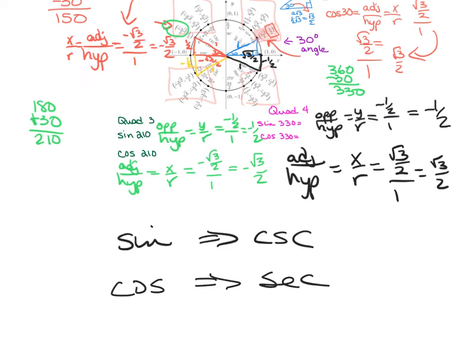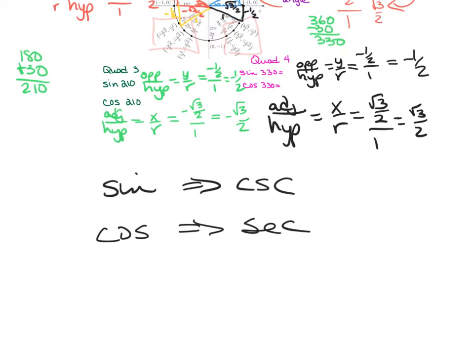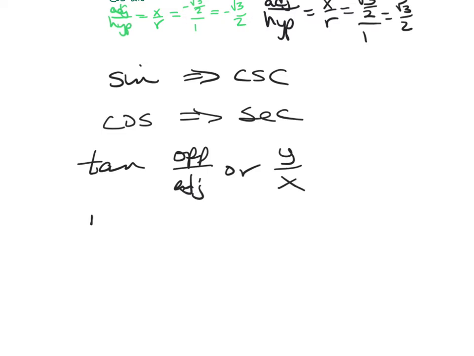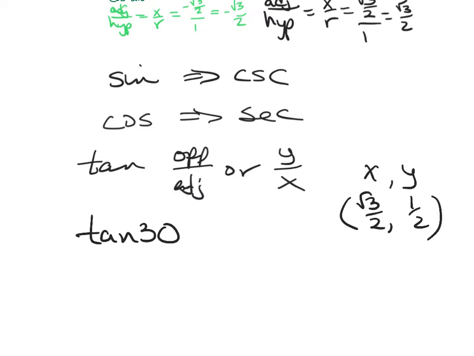Now for tangent, we've got to work for that. Because if you recall, tangent is opposite over adjacent, or y over x. So to find tangent, we're dividing the y coordinate by the x coordinate. So let's do the sine, or not the sine, sorry, the tangent of 30. The coordinate for 30 is √3/2, comma 1/2. Remember, in an ordered pair, this is x, this is y.